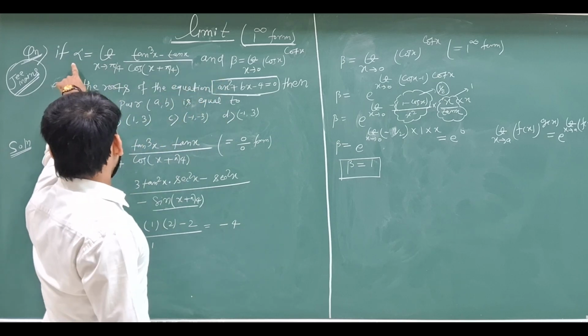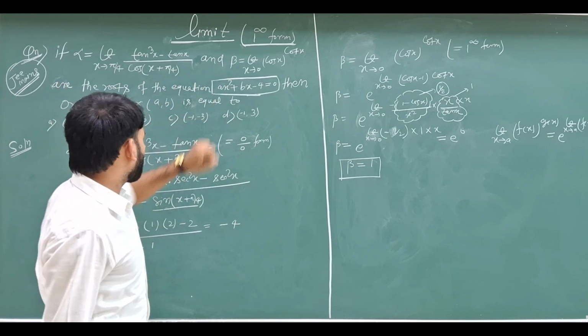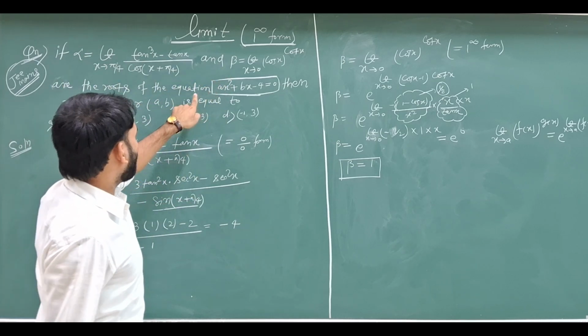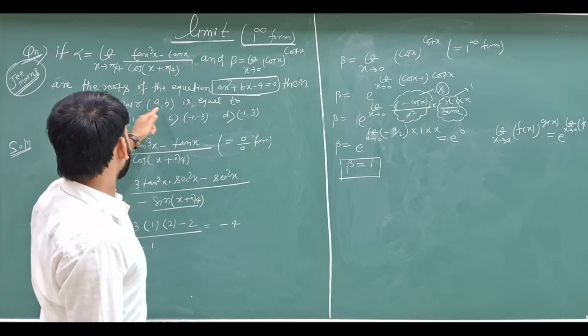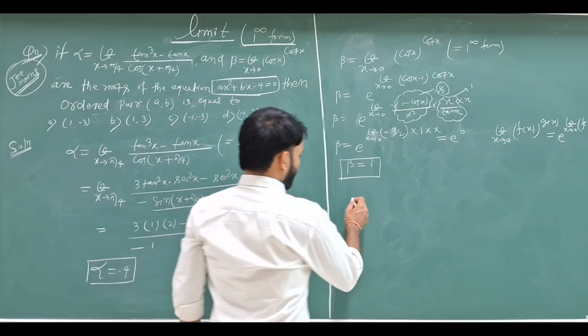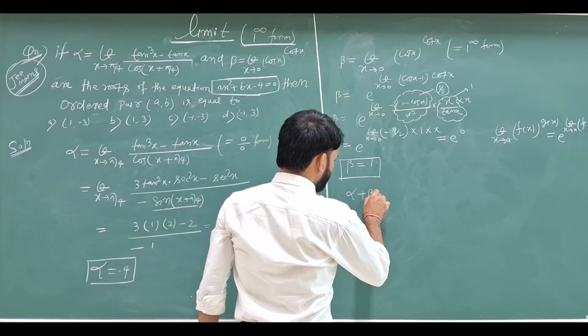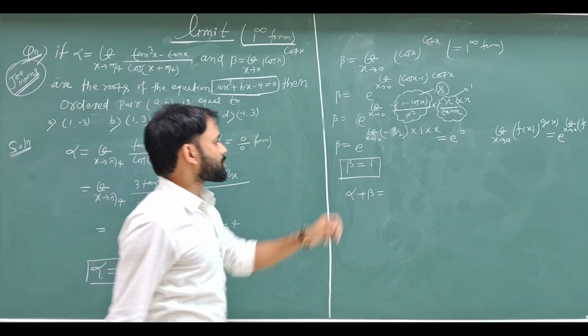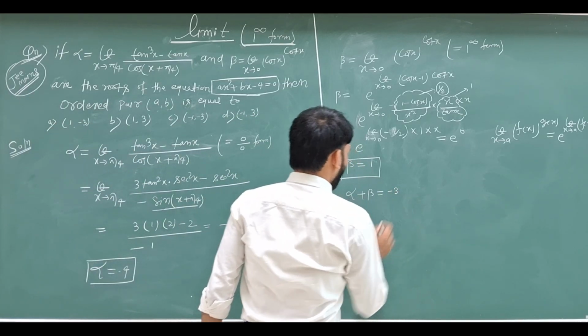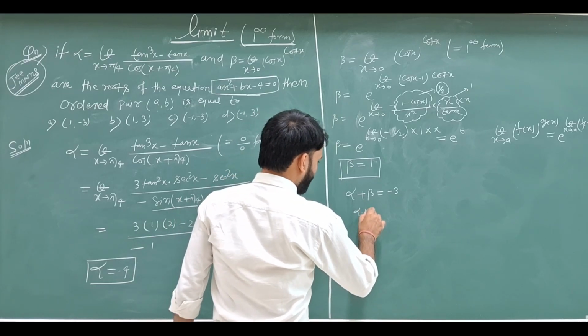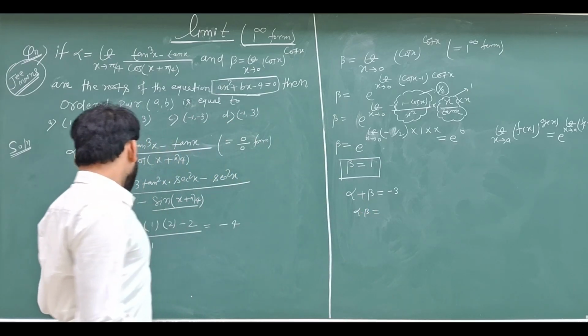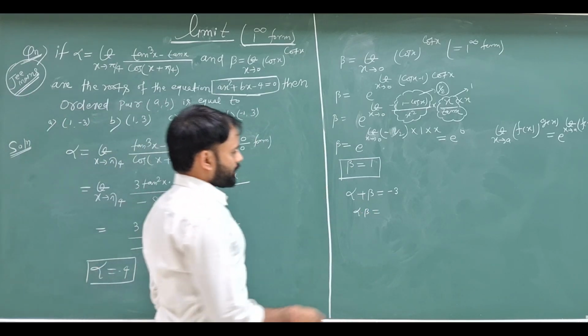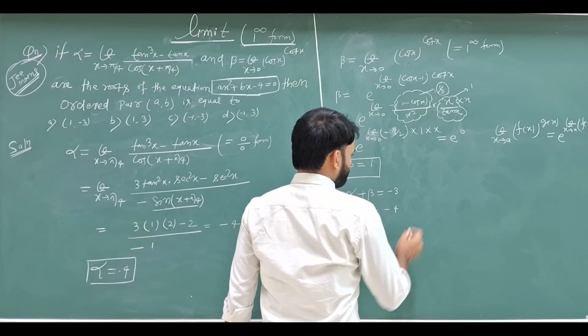So the values of alpha and beta we have obtained, and alpha and beta are roots of this equation, and we have to find a and b. So here you can find alpha plus beta. Alpha plus beta, alpha goes to minus 4 and beta goes to 1, then this is minus 3. Alpha into beta, this quantity goes to minus 4 into 1. This is minus 4.